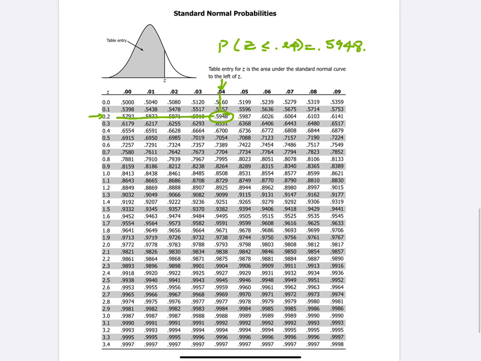So in this video, what we did was we learned how to use the standard normal probabilities table to find probability of the standard normal variable.